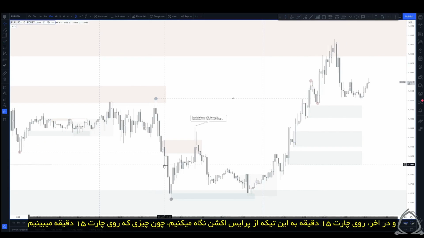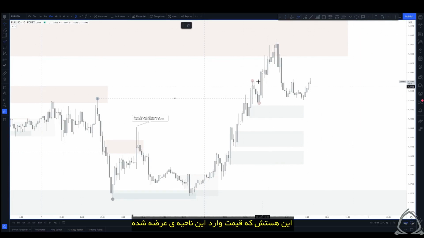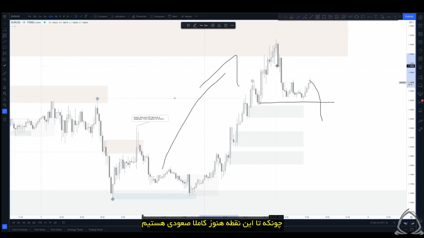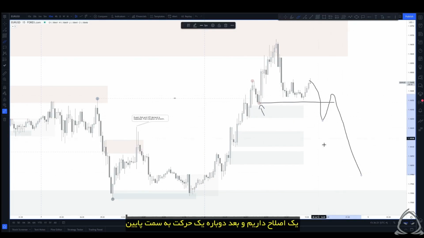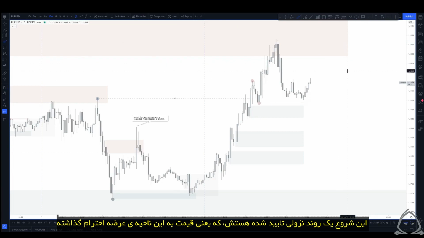And then finally, what we'll do on the 15-minute here is just look at this particular bit of price action, because what we can see on the 15-minute chart is that price has now tapped into this supply zone. So what we'd be looking for is this low to get broken. That would be our change of character, because up until that point, we are still very much bullish. And once that higher low is broken, we get a retrace and then another move to the downside. We have a confirmed downtrend starting, which means price is in fact respecting this supply zone.